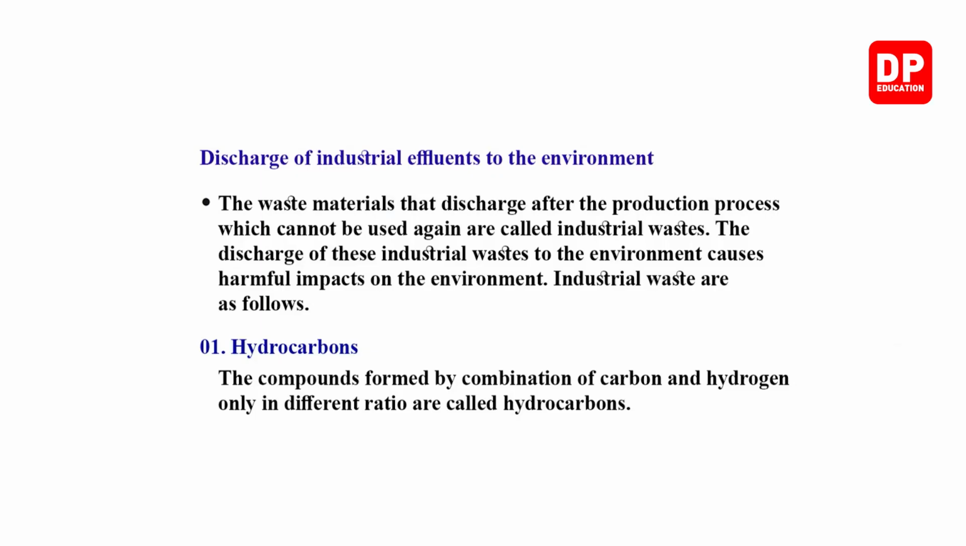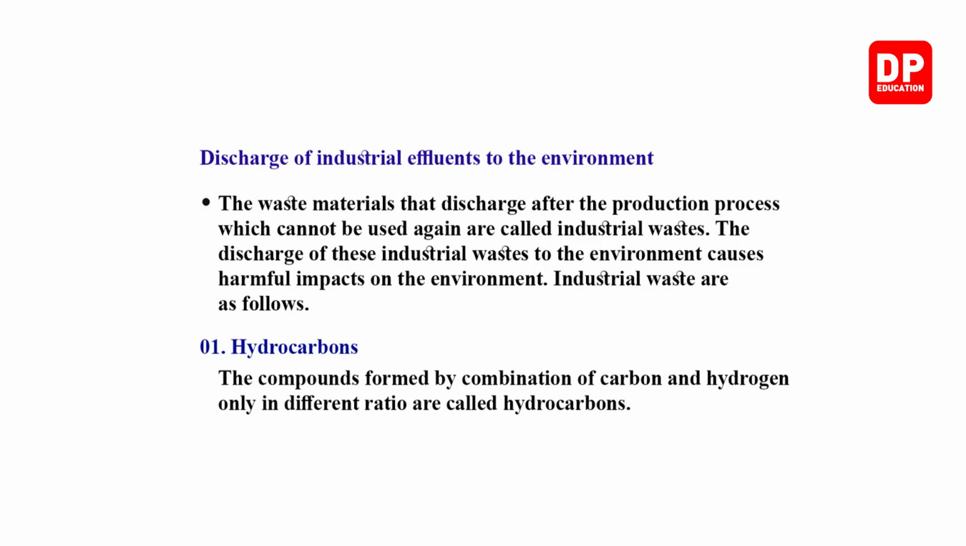Next one: discharge of industrial effluents to the environment. Industrial effluents here means the types of waste materials which different kinds of industries add to the environment. The waste materials discharged after the production process which cannot be used again are called industrial waste. The discharge of this industrial waste to the environment causes harmful impacts on the environment.